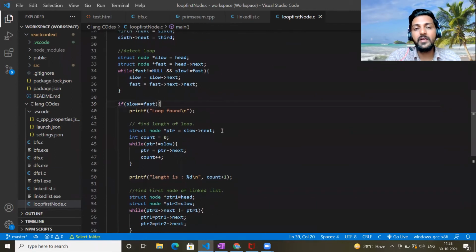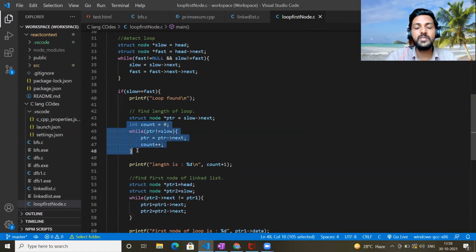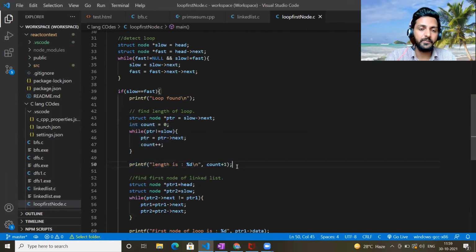Now, let us find out the length of the loop also. Now our ptr, we will take one pointer, which is from the slow.next. Slow is pointing to the meeting point. So we will take one pointer, which we will start from slow.next, and we will keep moving the ptr until we reach the slow pointer again. So we are just doing this to calculate the length of the cycle. All right, so here we are starting from count 0. That's why we are doing count plus 1.